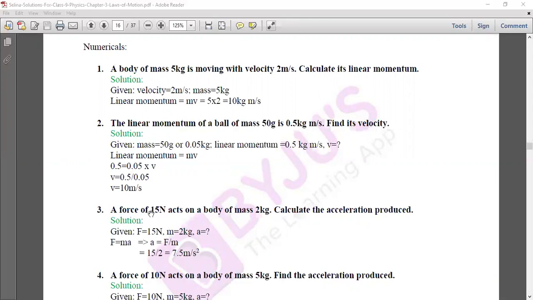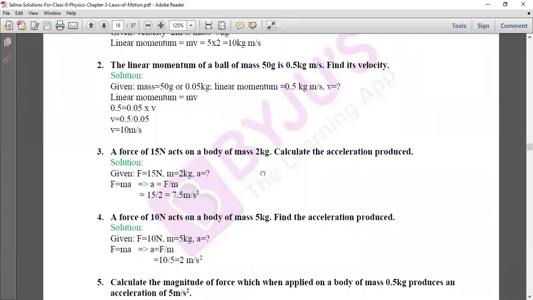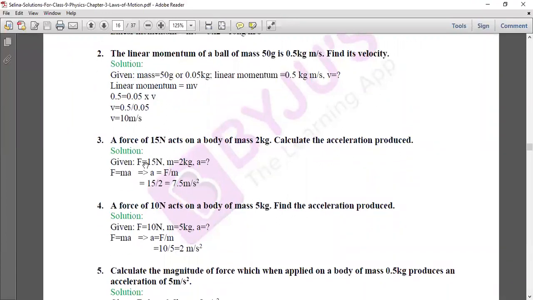Third one, a force of 15 Newton acts on a body of mass 2 kg. Here force is given and mass of the body is given. So they told us to calculate the acceleration produced in the body. So what we can do is, see, force is given, it is 15 Newton and mass is 2 kg. So what will be the acceleration?